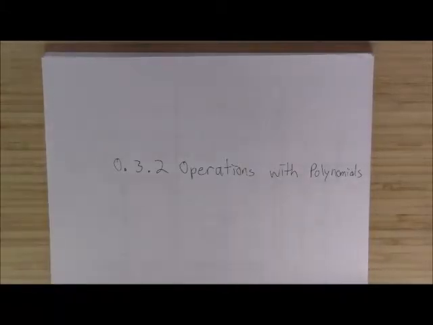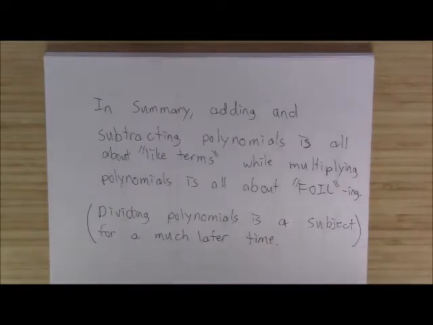So in this section we're going to talk about operations with polynomials. As a brief intro to what we're about to do, it's important to remember that adding and subtracting polynomials is really all about combining like terms, while multiplying polynomials is all about foiling, which is also called expanding.